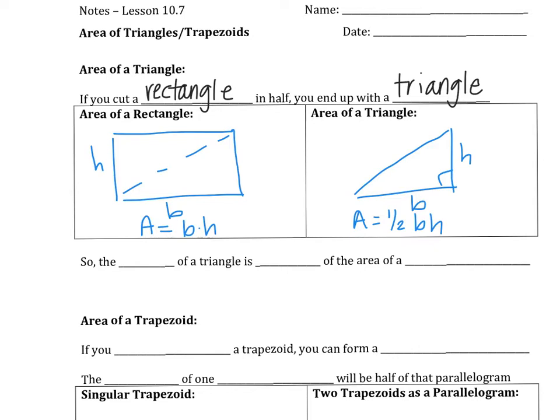So the area of a triangle is half of the area of a rectangle. If you can remember that, then you'll remember the area of a triangle, which a lot of people forget. Just remember it's the same as area of a rectangle, but then cut it in half.